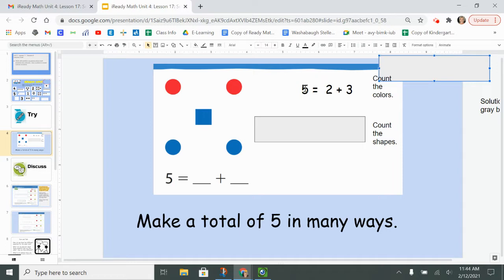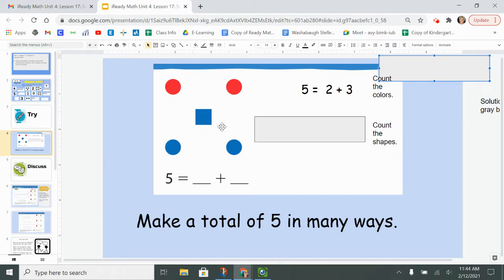Now this looks a little different because our answer is on the left instead of on the right. It doesn't matter. Remember that equal sign just means that this is the same as this. So 5 is the same as 2 plus 3.